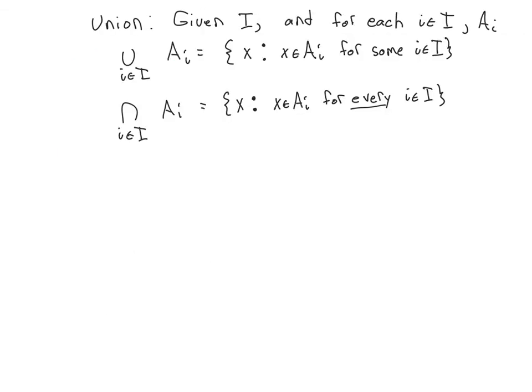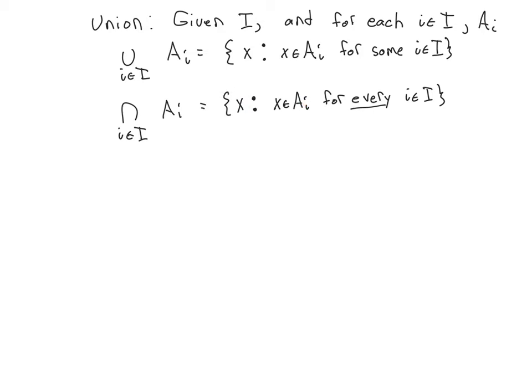Now we will discuss unions and intersections in general. So given some set I, which we call the index set, and for each element of the index set, another set A_i, the indexed union is the set of all elements that appear in at least one of the sets A_i. And the indexed intersection is the set of all elements that appear in every single set A_i for every i.